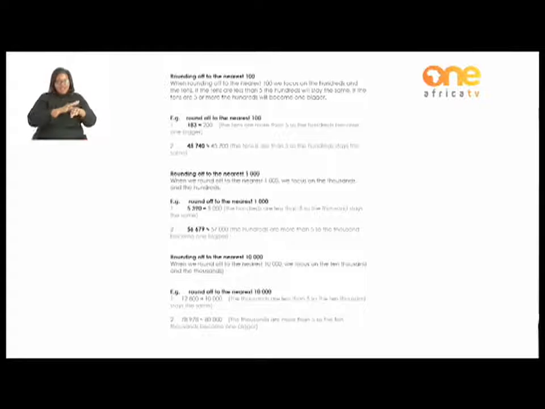Number 2, quite a big number. 78,978 rounded off to the nearest 10,000. Let's read what we said in brackets. The thousands are more than 5, so the 10,000s become 1 bigger. We find our 1,000, we see it is an 8, that is more than 5, and that can change my 10,000. So my 10,000 becomes 1 bigger, and when I round it off, then it becomes 80,000.